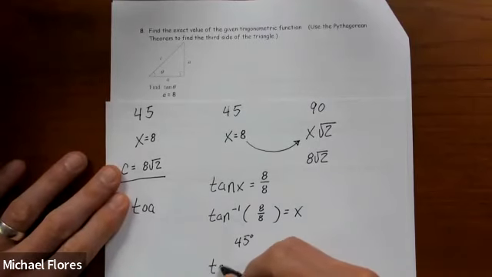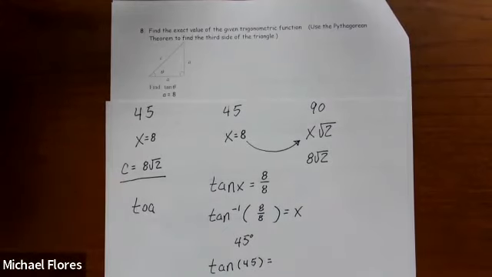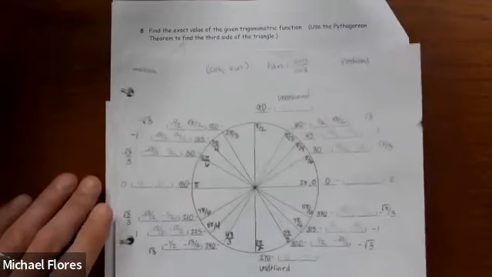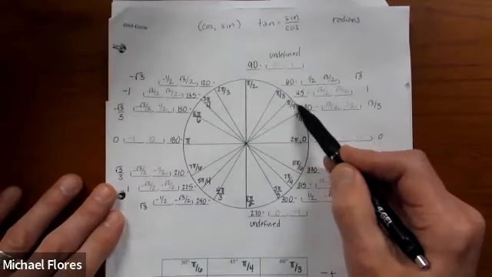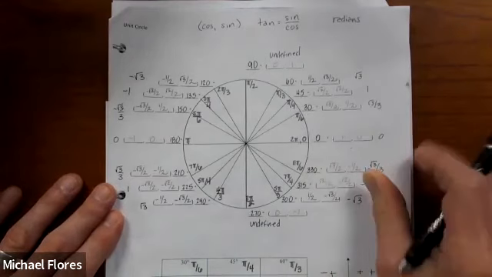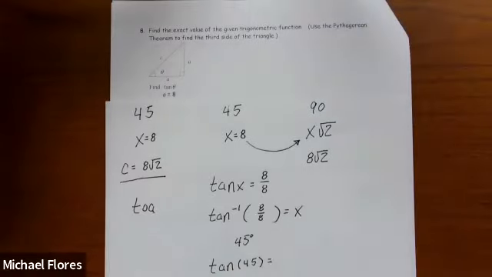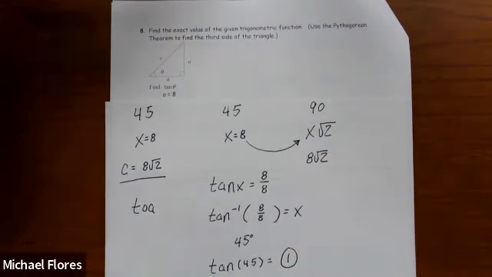And if we know that theta is 45 degrees, we can now go to our unit circle, find the 45-degree angle. And what is the tangent at that point? 1. So tangent of 45 degrees is equal to 1.